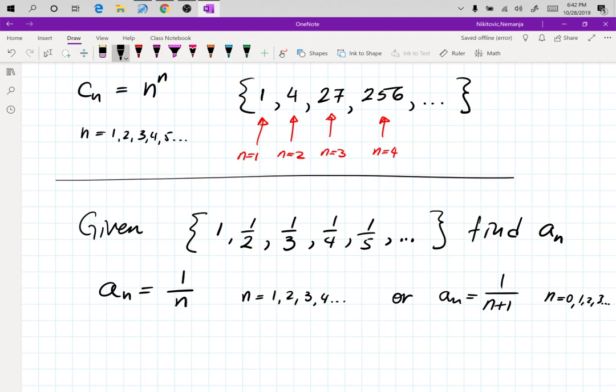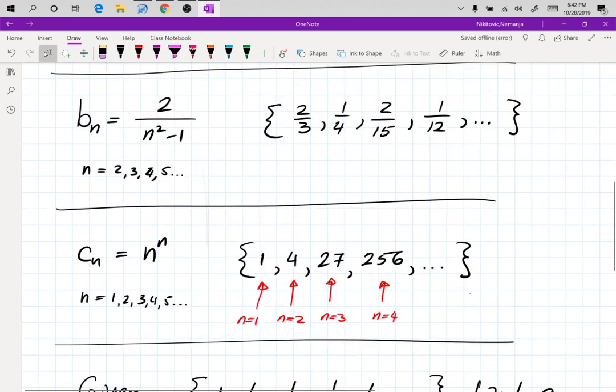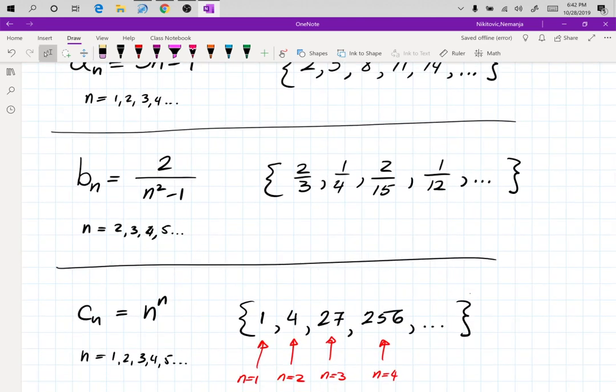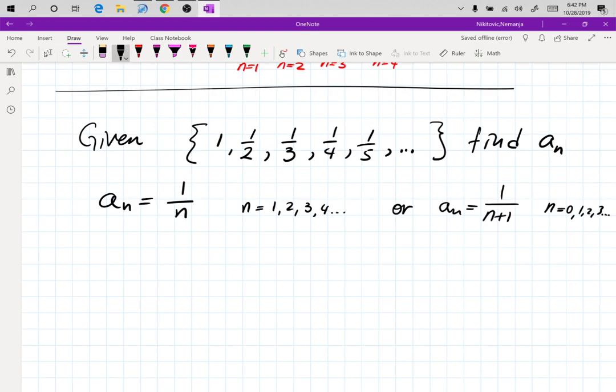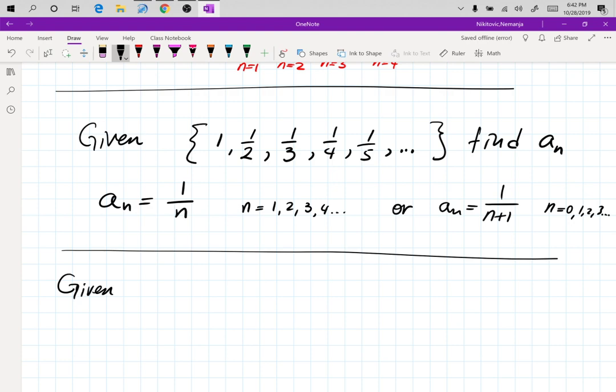So some of these you can start counting at 0, some of them can count at 1. Some you must start at 1, right? We had the one where we had to start counting at 2, because 1 over there would not work. So that was that. All right, let's take a look at some spicier cases. Given the sequence, find a formula for an. Okay, so let's make it more interesting.